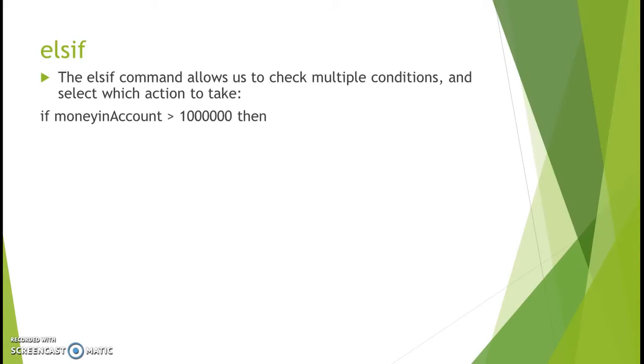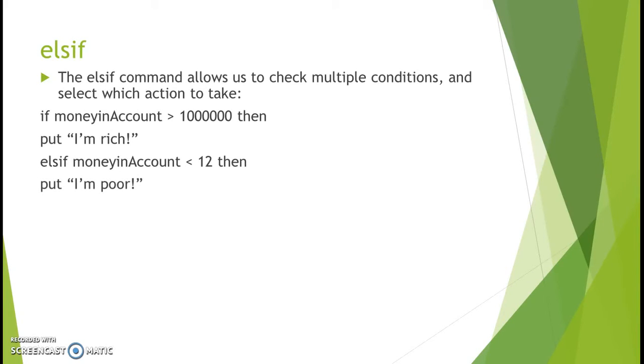And in my program I can have: if money in account is greater than $1 million, then put I'm rich. Else if money in the account is less than $12, then I can make the statement to the world that I'm poor. And if I have something between 12 and $1 million, well, at that point, this is all of the other conditions. Notice I don't have less than 12, don't have more than $1 million. Then I must have something between 12 and $1 million, because that's the only conditions left.